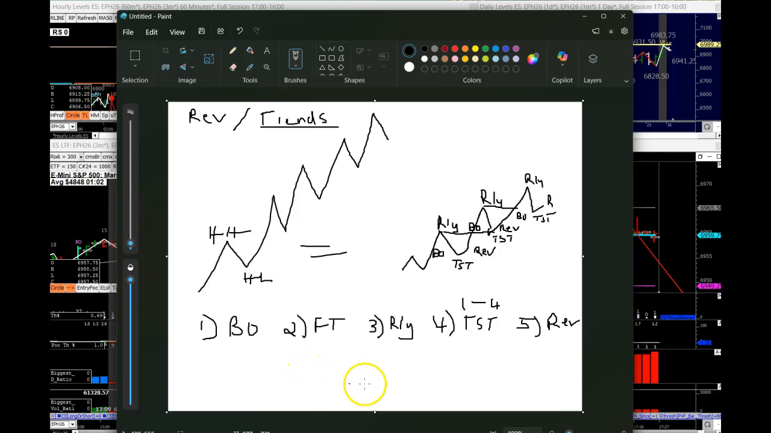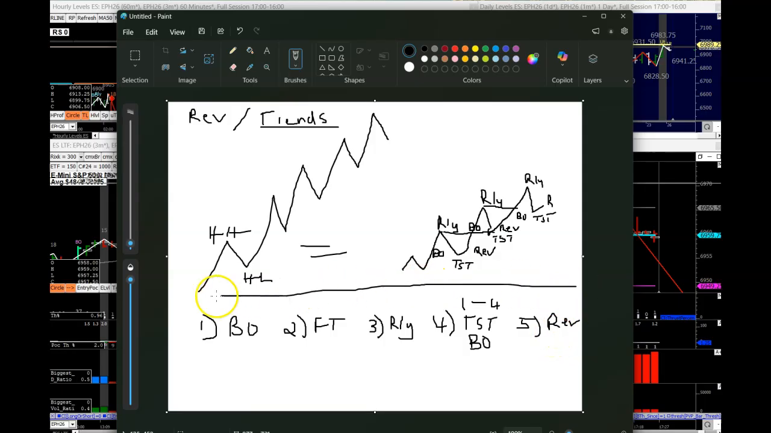All right, and then you just apply this on the chart. The breakout, follow through becomes a rally, pulls back to test the breakout, and when it does that, you have a reversal. This is how trends move.